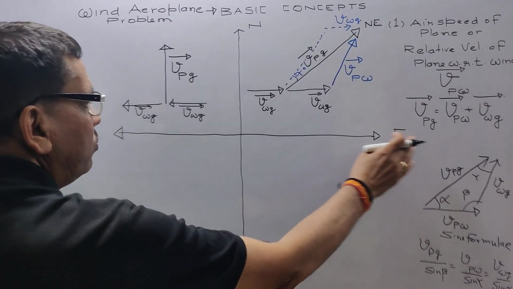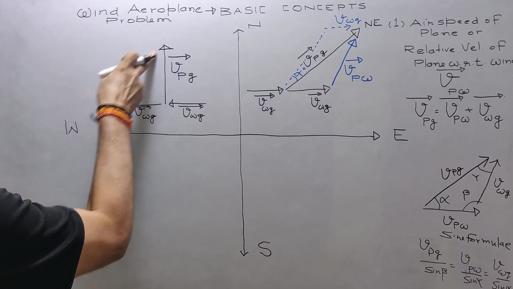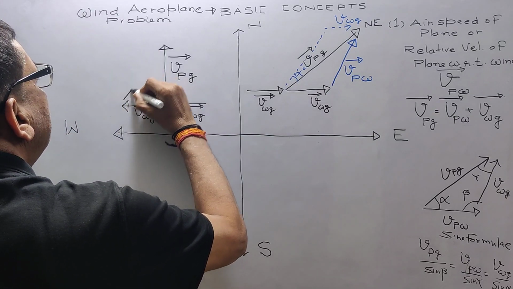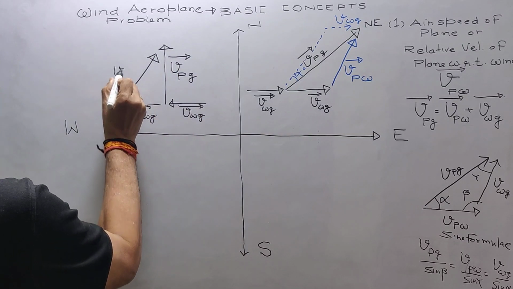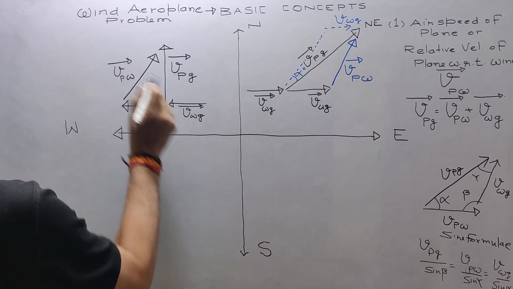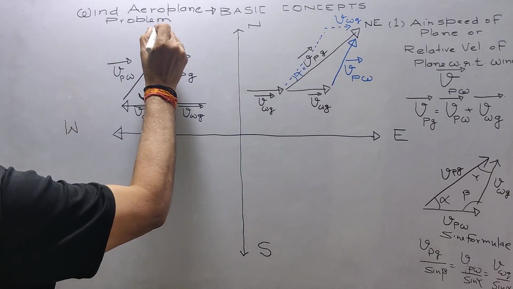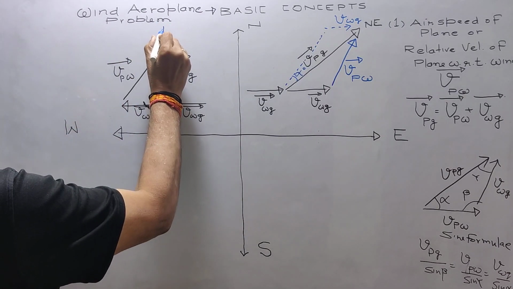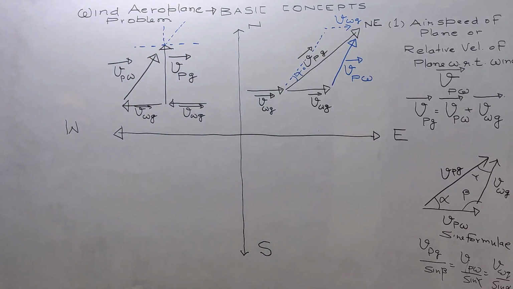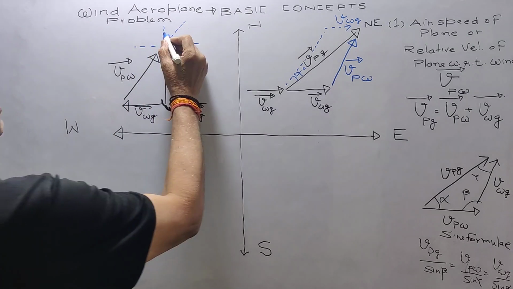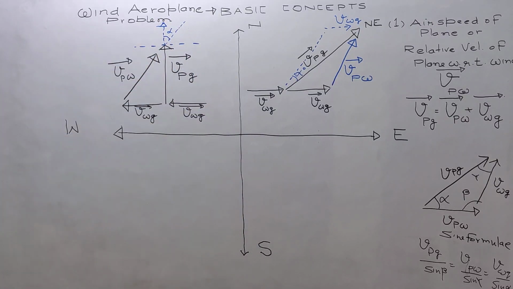Now if you see, VPG is VPW plus VWG. If I draw like this and join this one, then obviously you will observe VWG plus VPW is equal to VPG. But if you join this, that is not possible. So in which direction will the pilot take the plane? If you just complete here, this will be the direction actually. The pilot will take the plane in this direction. Now what is this direction? This is alpha degree, you can say east of north.